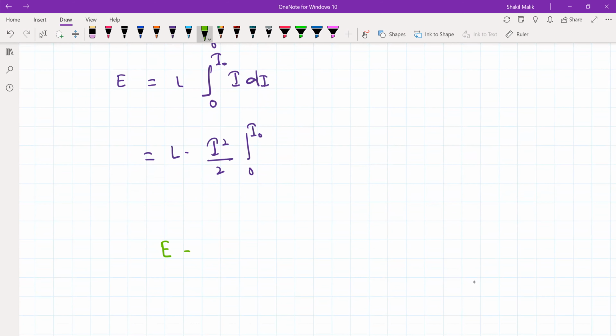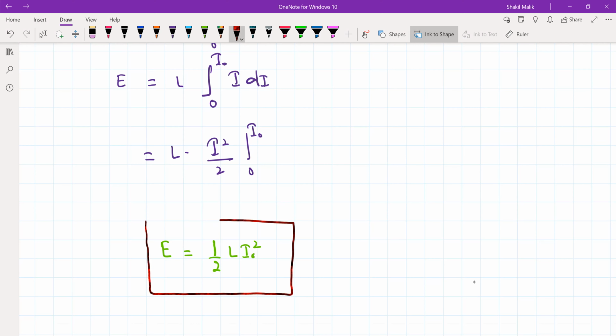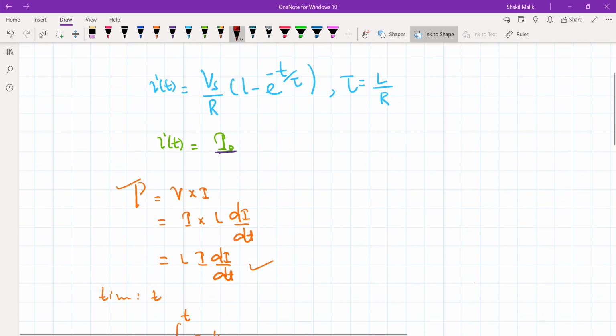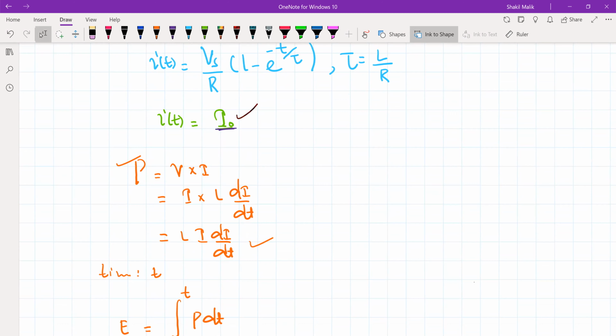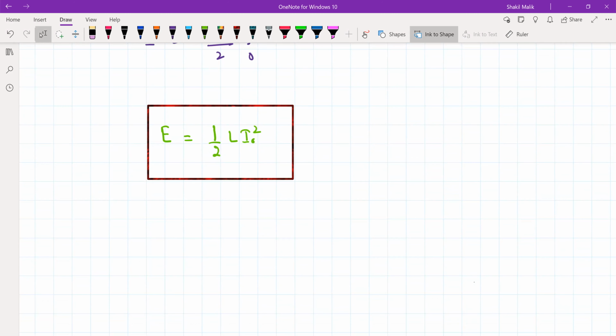Substituting the limits, the energy stored in the inductor will be 1 by 2 L I naught square. So if the current stored in the inductor is I, then the energy stored is 1/2 L I square. This is a very, very important expression. This much is the energy stored by this inductor after time t, when the current stored is I naught. All right, let me end this session here.